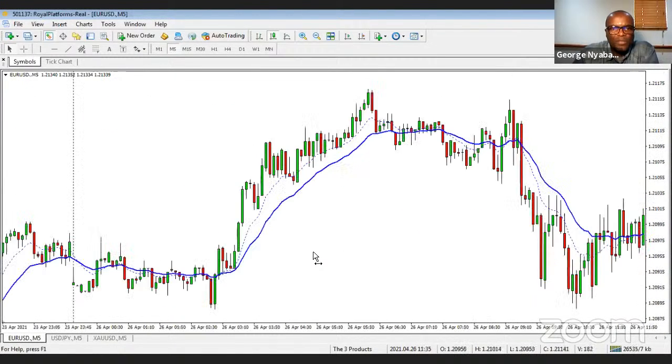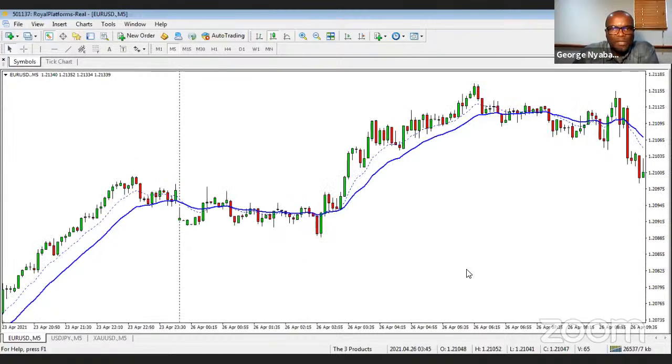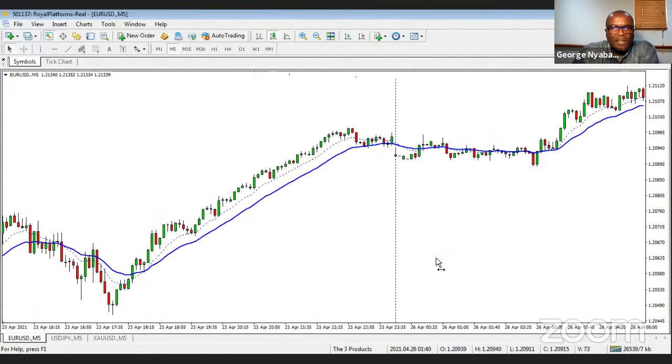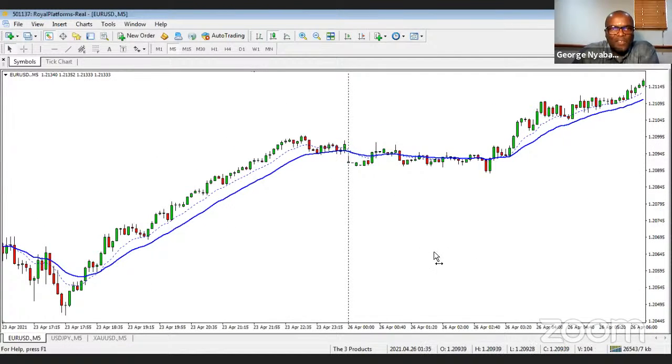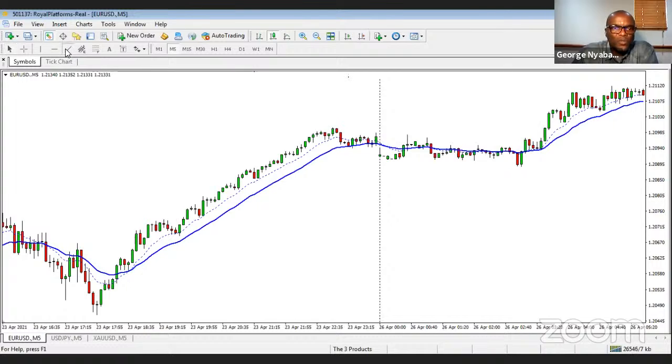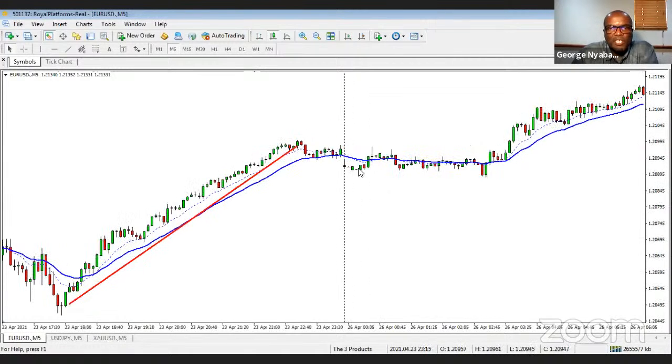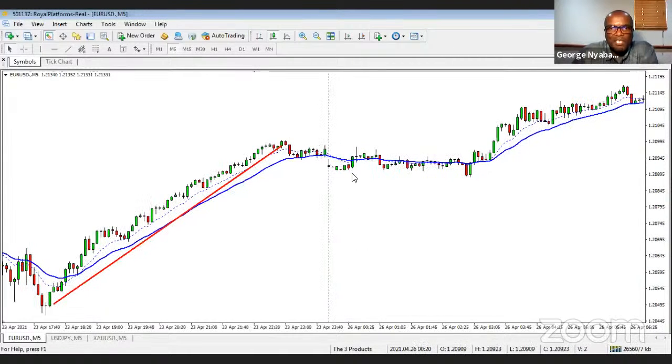Let's go back a little bit more. This is a failed one, but let's have a look at it in terms of what you're looking for. So there is a beautiful trend. The market broke beneath the moving average, and that happened in the US session. This is the opening of the Asian session. We do have a moving average gap bar.